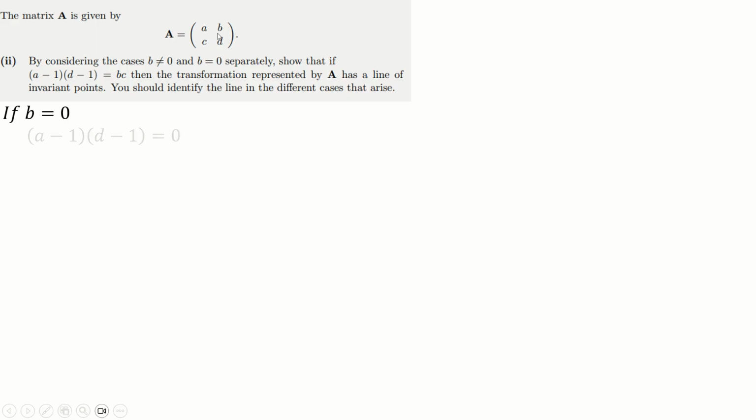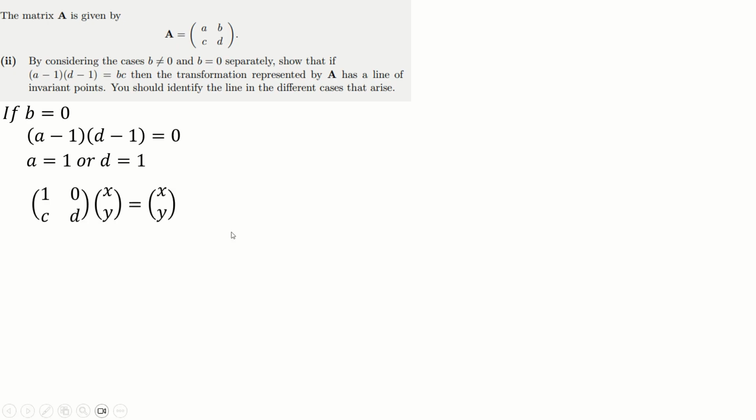So let's put B as 0 in, and into here, because it says if this, then we know we can start here. So if we put B as 0 and we get this, which means either A is 1 or D is 1. So okay, let's now go further. Let's assume A is the one that's 1 and B is 0 here, of course. Multiply these two things out. Now x is equal to x is good because that's what we want. We want x to be mapped to itself every time. Now for the y's to map to themselves, we need this to be true.